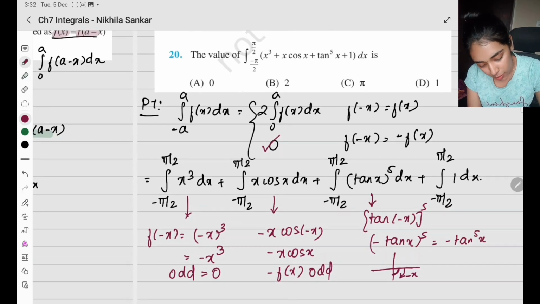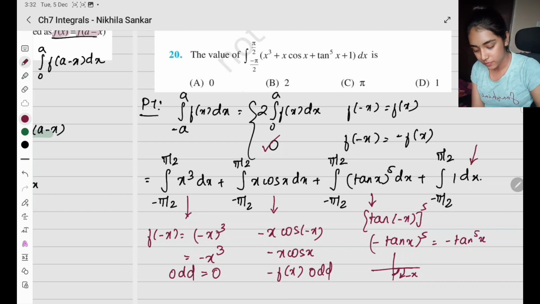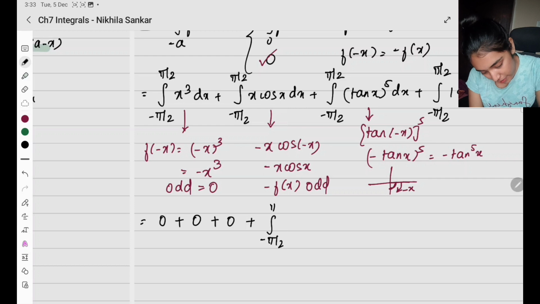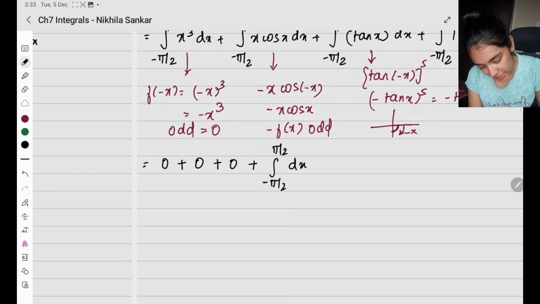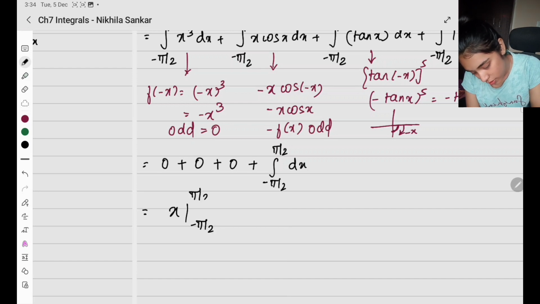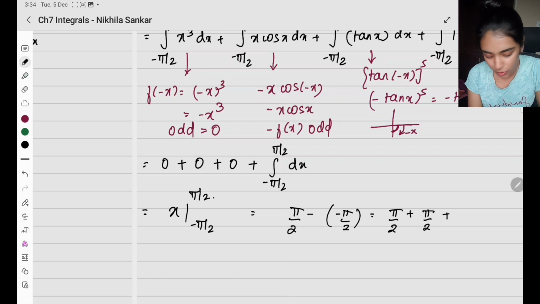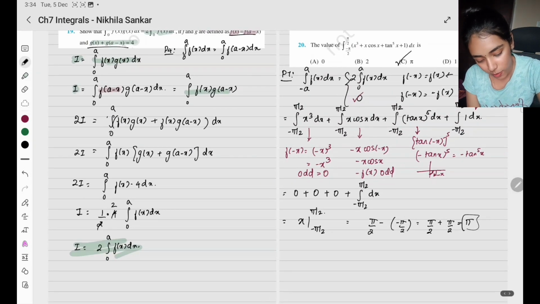So in the first three terms it is going to give me a 0, and this is the only term which is going to be positive. Okay, so I have 0 plus 0 plus 0 plus integral of minus pi by 2 to pi by 2 of dx. So this particular term is going to be x from minus pi by 2 to pi by 2. When I solve this, upper limit minus lower limit, this is going to be pi by 2 plus pi by 2, which is going to be pi. This is my answer. Okay, please copy option C.